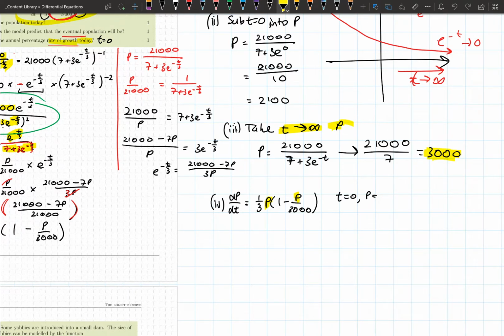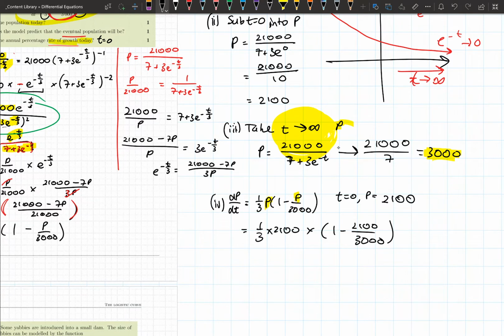I'm just highlighting this form. Oh, 2,000! Look at that! I just realized this whole thing is 2,100. So because we have this in terms of P already, it's really simple, right? We can just sub in 2,100. So here, 1/3 times 2,100 times (1 minus 2,100 over 3,000).